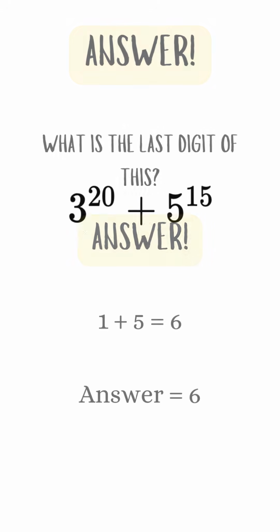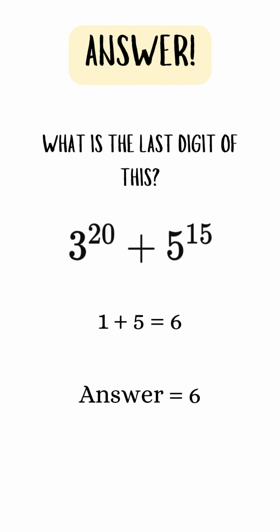So the answer to this is going to be 1, which is the last digit of 3 raised to the power of 20, plus 5, which is the last digit of 5 raised to the power of 15. That is going to be 6. So our answer is going to be 6.